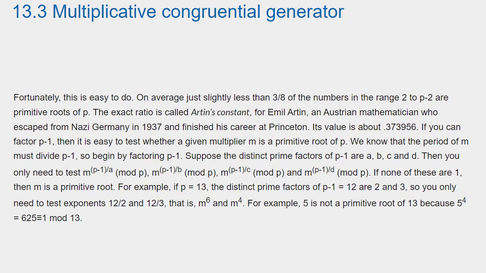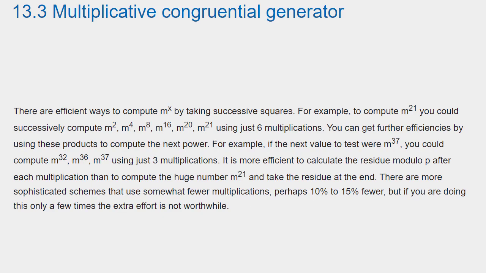For example, if p equals 13, the distinct prime factors of p minus 1 equals 12 are 2 and 3, so you only need to test exponents 12 over 2 and 12 over 3, that is, m to the power of 6 and m to the power of 4. For example, 5 is not a primitive root of 13 because 5 to the power of 4 equals 625, which is congruent to 1 mod 13.